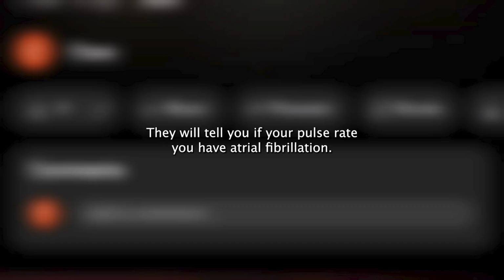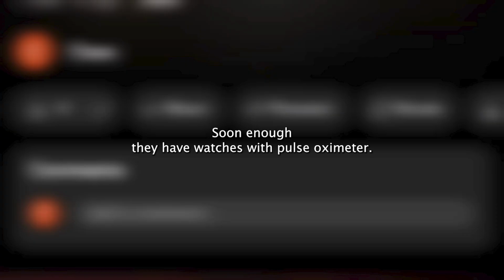Yeah, my pulse is 61. It will tell you if your pulse is irregular, if you have atrial fibrillation. That's cool. Does it do blood pressure? No. I'm not sure if there is a watch that does blood pressure. I don't think it's that advanced. Not yet. Soon enough. They have watches with pulse oximeters. Oh, yeah.